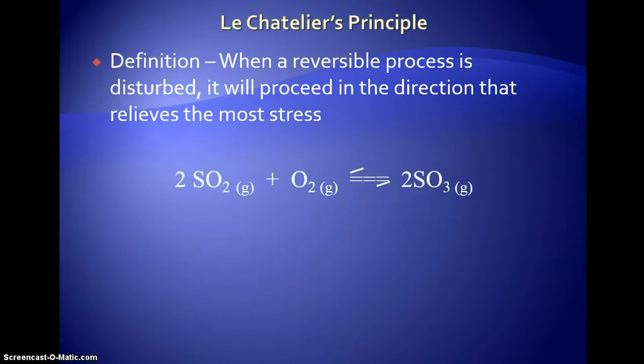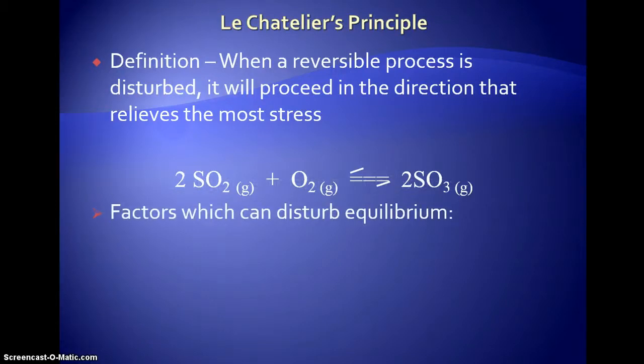This is going to be the sample chemical equation that we're going to use. Here's our reaction. We have sulfur dioxide plus oxygen gas, and it's going to yield sulfur trioxide. So that's our chemical reaction there. The first factor, and we're going to deal with three, the first one that can disturb equilibrium is concentration. Remember that concentration deals with amount.